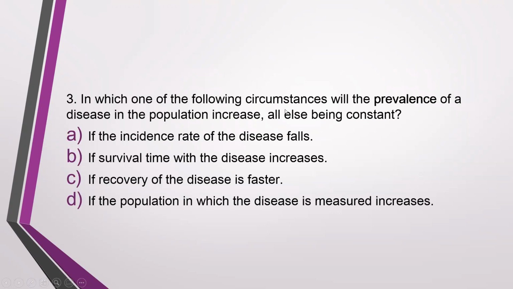In which one of the following circumstances will the prevalence of the disease in the population increase, all else being constant? If the incidence rate of the disease falls, if the survival time with the disease increases, if recovery of the disease is faster, if the population in which a disease is measured increases. When prevalence of the disease in the population, yes, it's B. If the survival time with the disease increases, it's B.